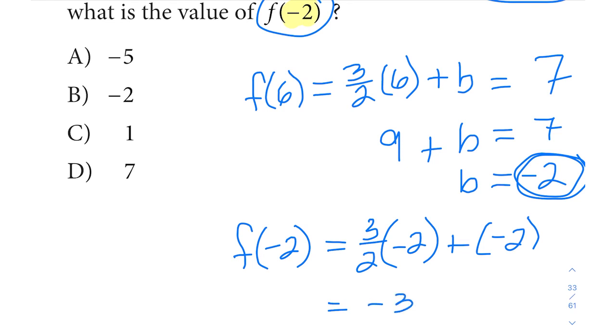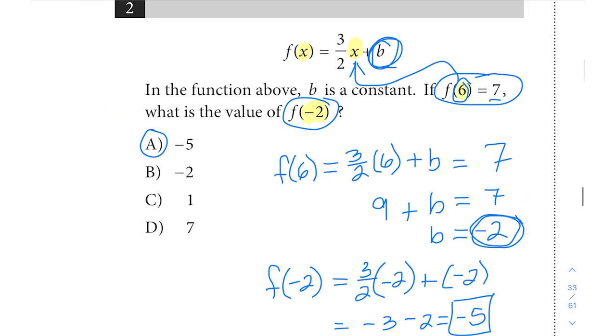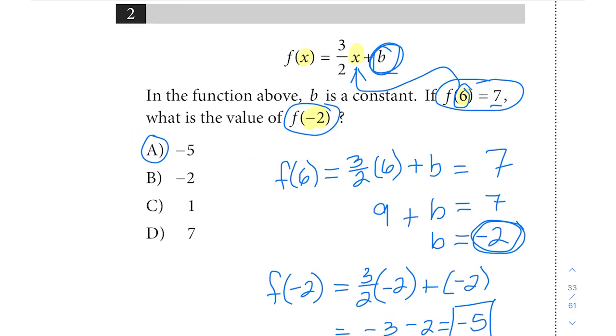So here, 3 times -2 would be -6 over 2 is -3. And then minus 2, that would give us -5 as our final result.